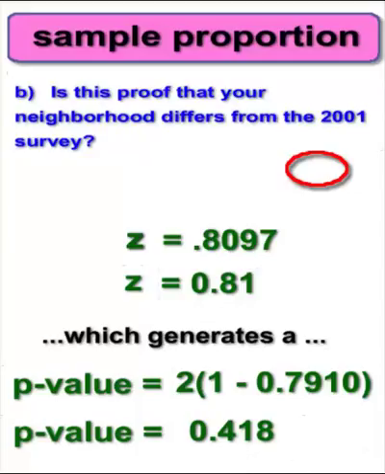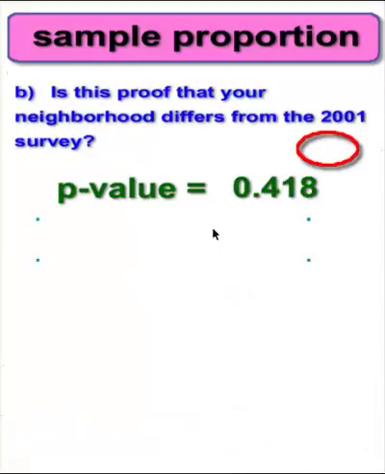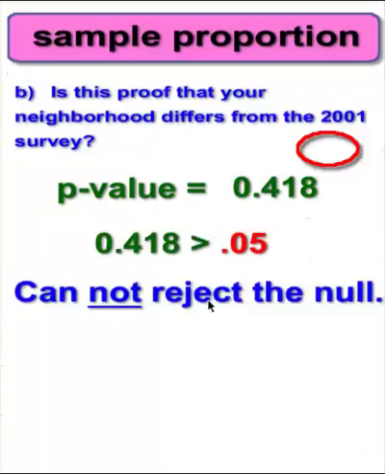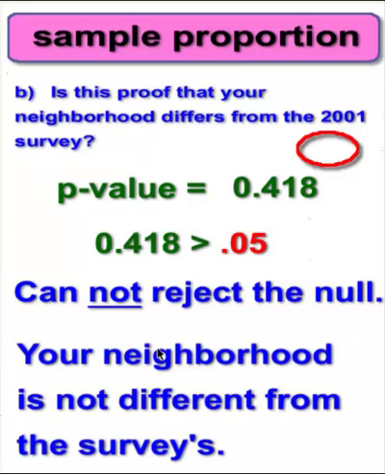That is a pretty big p-value right off the bat, and we already know that that's not less than 0.05, so therefore we cannot reject the null hypothesis. And what that means in this problem is that your neighborhood does not differ from the survey's neighborhood. In other words, the data that you have is not significant. You cannot reject the null. That's it. MGZ.